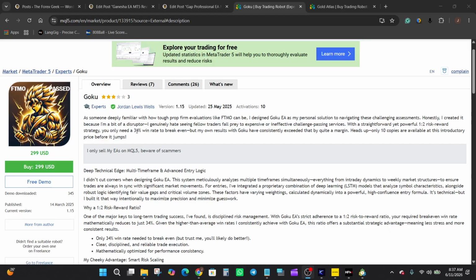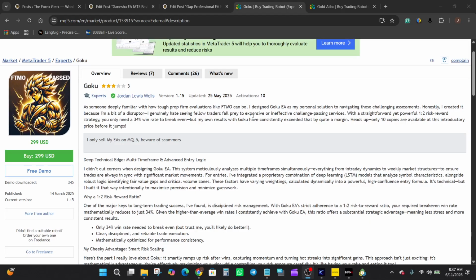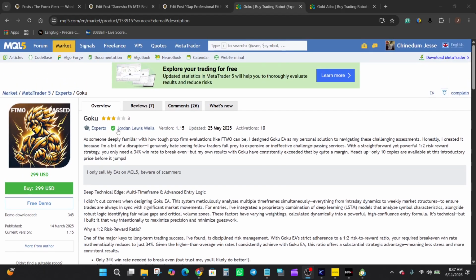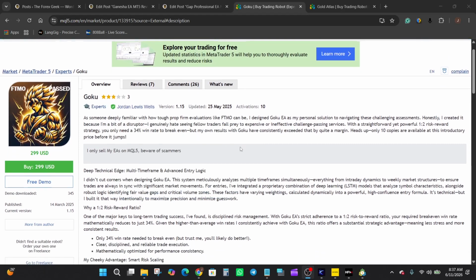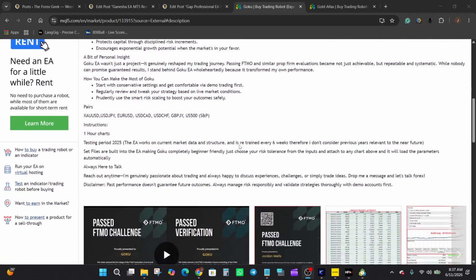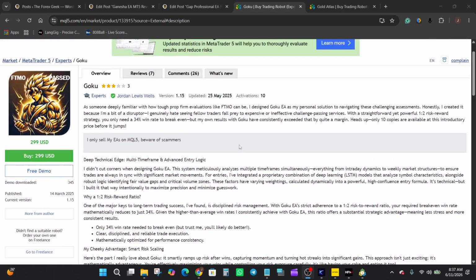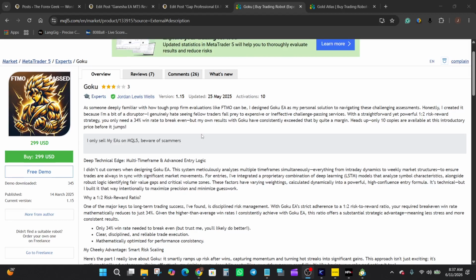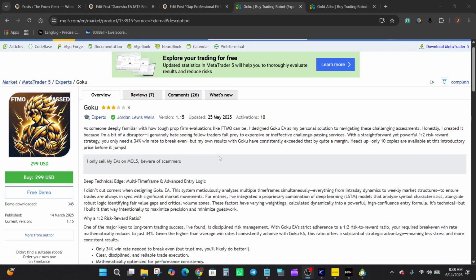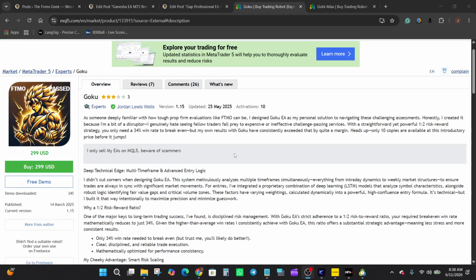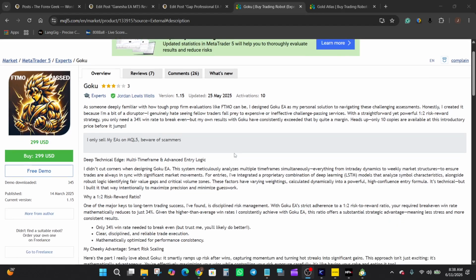Right, so I'm now on the MQL5 Marketplace page for the Goku EA by Jordan Lewis Wells, priced at 299 US dollars, and the version here is 1.15, updated on the 25th of May 2025 with 10 activations available. Before going deeper, we can see that this is an MT5 compatible expert advisor, and there doesn't seem to be an MT4 version, but I'm just going to be focusing this video on the MT5 version.